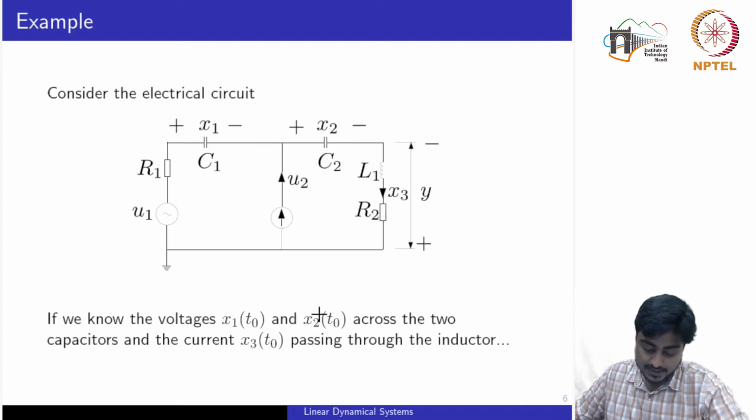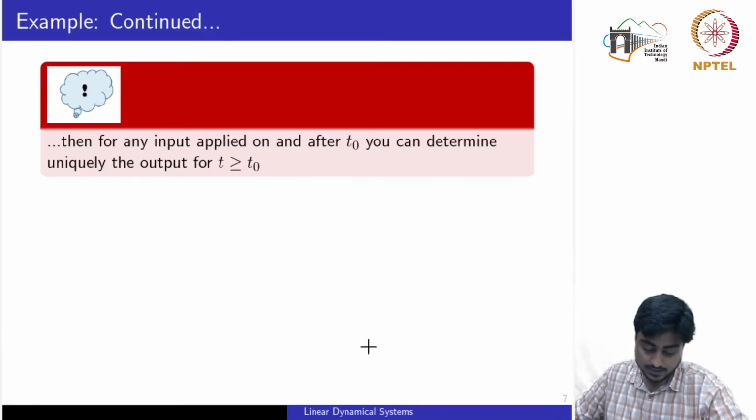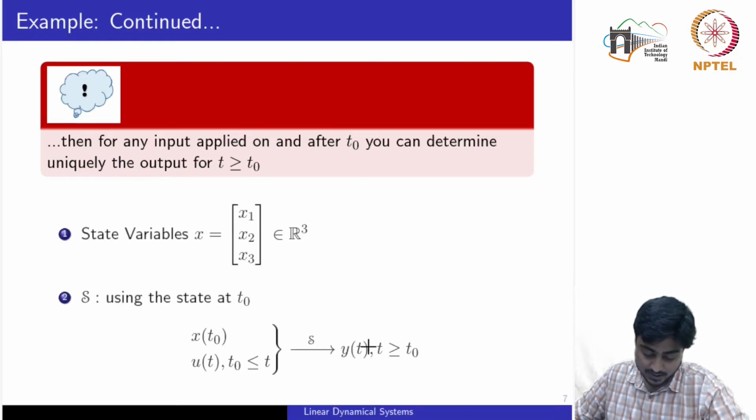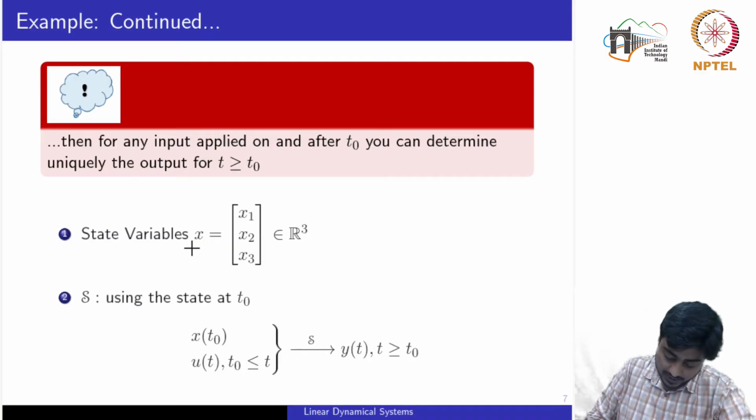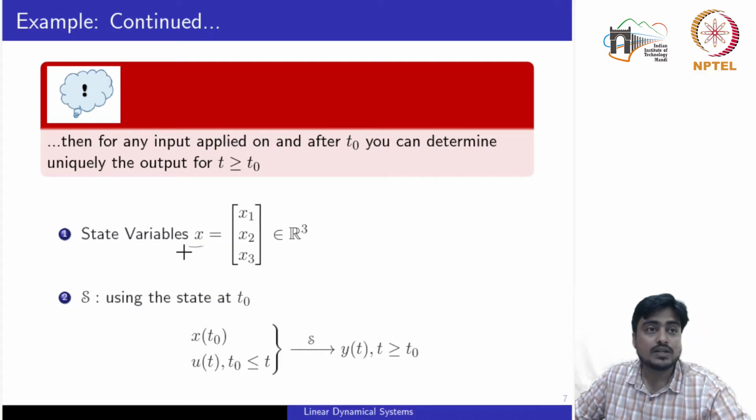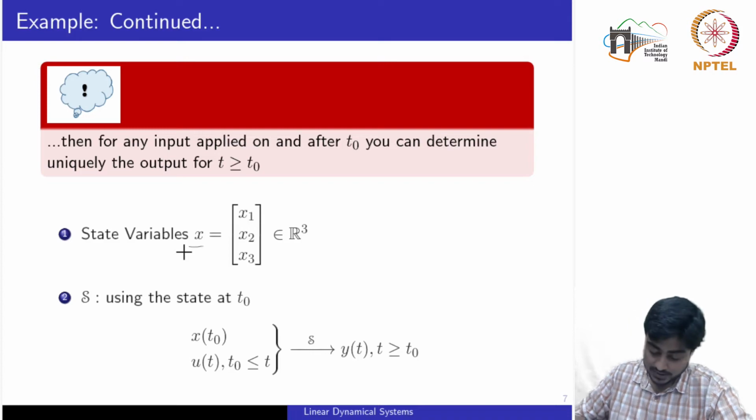Say, for example, consider this electrical circuit. Now if we know the voltages x1(t0), x2(t0) across the two capacitors and the current x3(t0) passing through the inductor, then for any input applied on and after t0, we can determine uniquely the output for t greater than or equal to t0. So if we have three states in the previous example, we define a state variable as a vector of three state variables x1, x2, x3, and this x is basically of dimension 3.